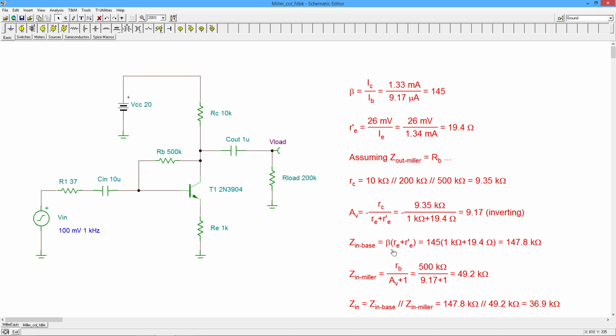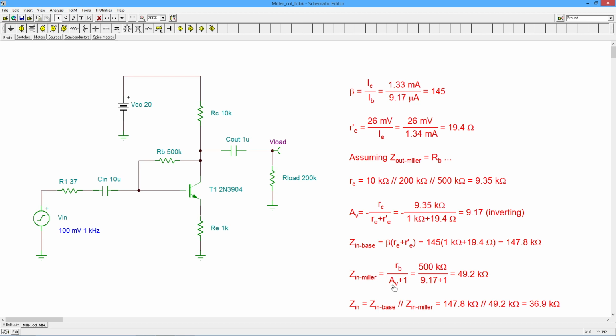Now let's go find the Zin base. Standard equation, beta times RE plus R prime E. We know up here from the sim, the beta is 145. We've got the 1K for RE, the 19.4 we found for R prime E, and that gives us just shy of 150K, 147.8K ohms. Now the fun bit with Zin-Miller. Take your 500K, the Zin-Miller is going to be this value divided by A plus 1. Now, the A is the magnitude. Don't put in minus 9.17 because it's an inverting amplifier. We just think in terms of the magnitude of it. That was the computation.